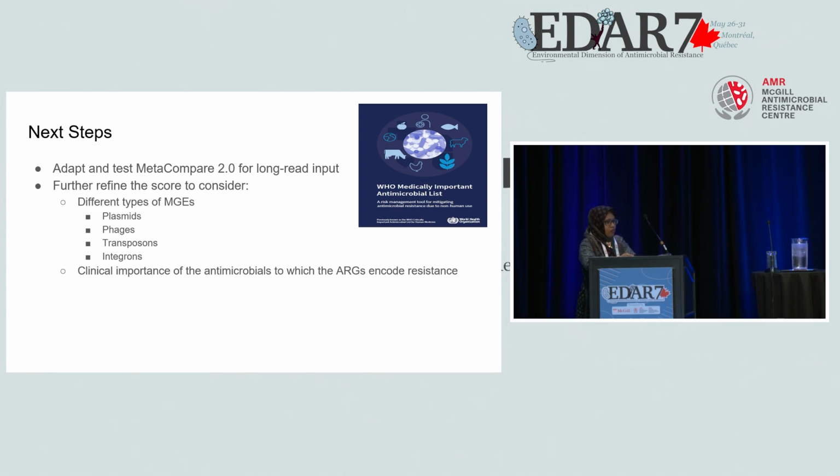So all of our test results are shown based on short-read data. Theoretically, you can apply this tool on long-read data, but we are yet to test it on long-read data. So our next plan is to test on long-read data and make necessary adaptation. And also in our next iteration, we plan to refine the risk score based on the different categories of mobile genetic elements, and also incorporate clinical importance of antimicrobials.